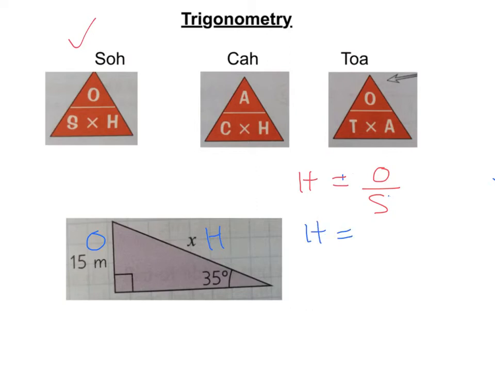H equals 15, and it will be meters. The answer will be in meters, by the way, don't forget. And then S will be sine 35 degrees, sine of 35 degrees. Okay, now at this point, this is where you're probably going to need a calculator. Without that, we won't get an actual answer.